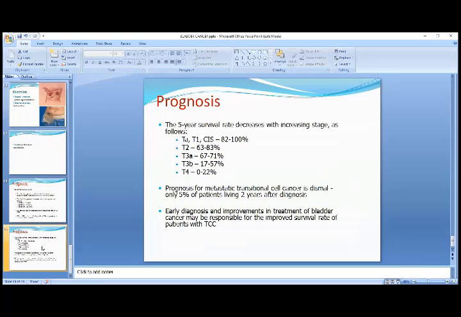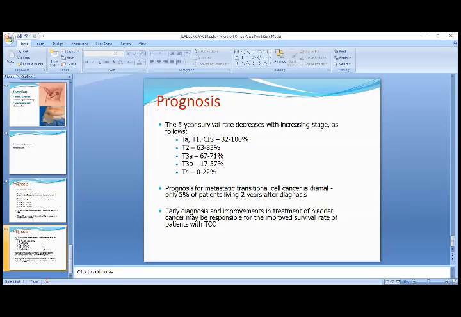In case of TNM staging, the 5-year survival rate decreases with increasing stage as follows. That is, whenever the stage increases, the 5-year survival decreases. With more aggressive, more advanced disease, you will have a poor 5-year survival. In case of Ta, T1, CIS, usually the patient will have 82 to 100% 5-year survival rate, whereas in case of T2 disease, you will have only 63 to 83% 5-year survival. In case of T3a, you will have 67 to 71% 5-year survival. In case of T3b, 17 to 57% 5-year survival rate. And in case of T4 disease, that is more advanced disease, you will have only 0 to 22% 5-year survival.